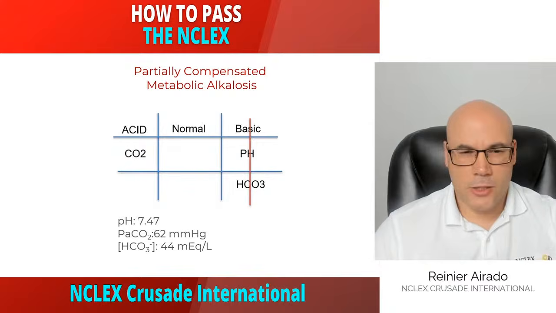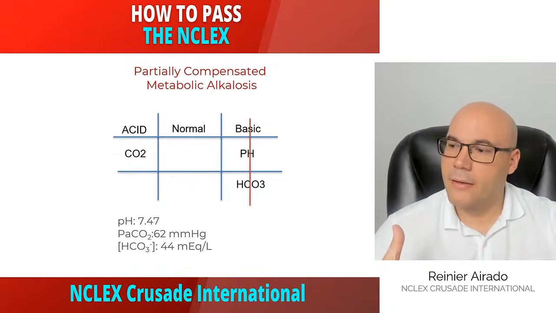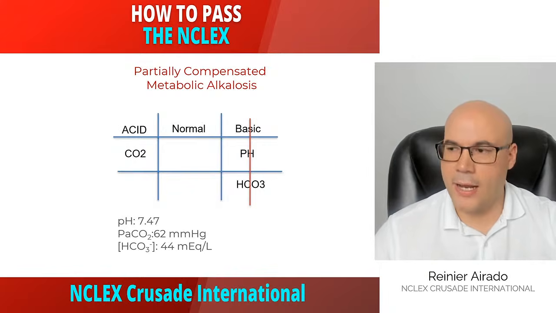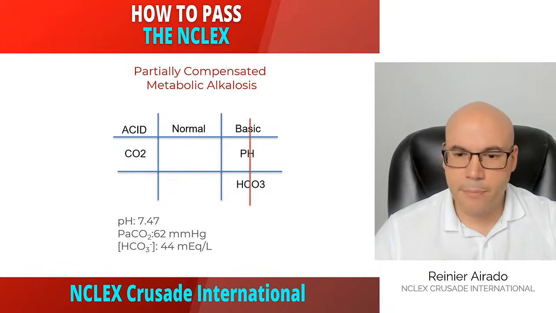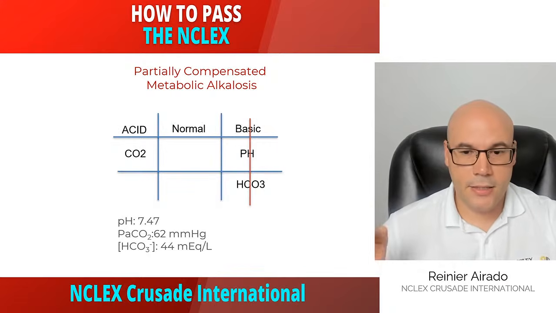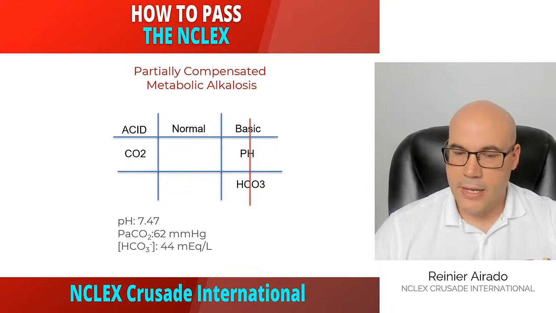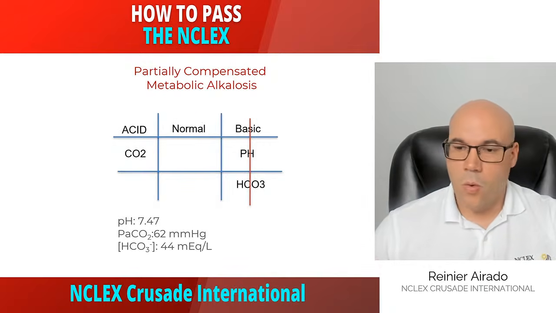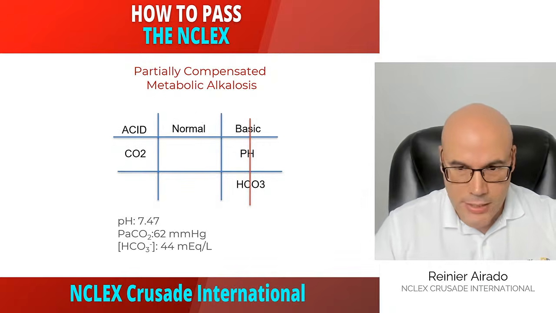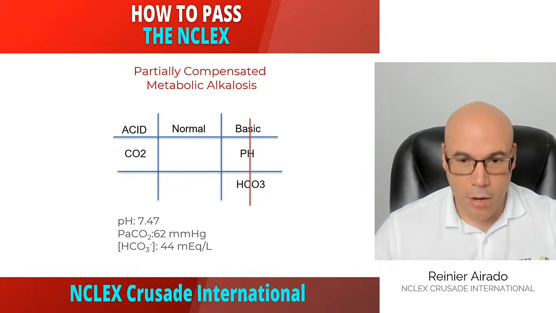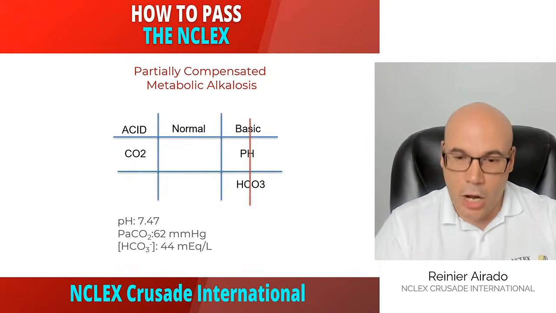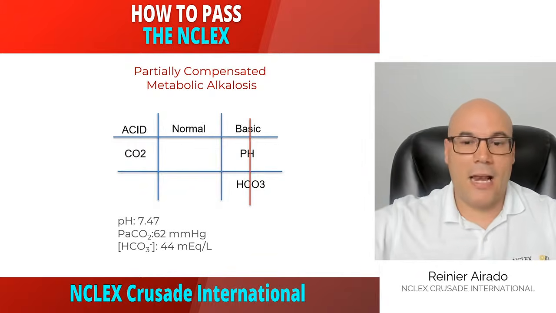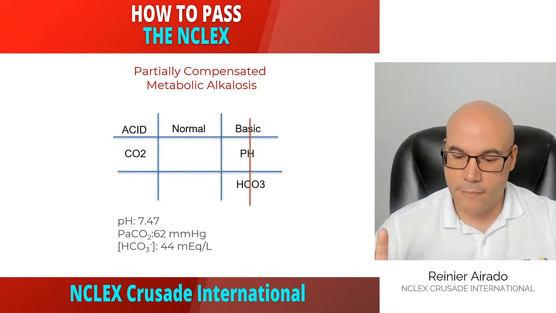Okay? So professor, why is this called partially compensated metabolic alkalosis? Very simple. The pH is in alkalosis. The bicarbonate is in alkalosis. In other words, what's causing the alkalosis is the levels of bicarbonate. And remember that bicarbonate represents metabolic. So metabolic alkalosis, that part is clear.